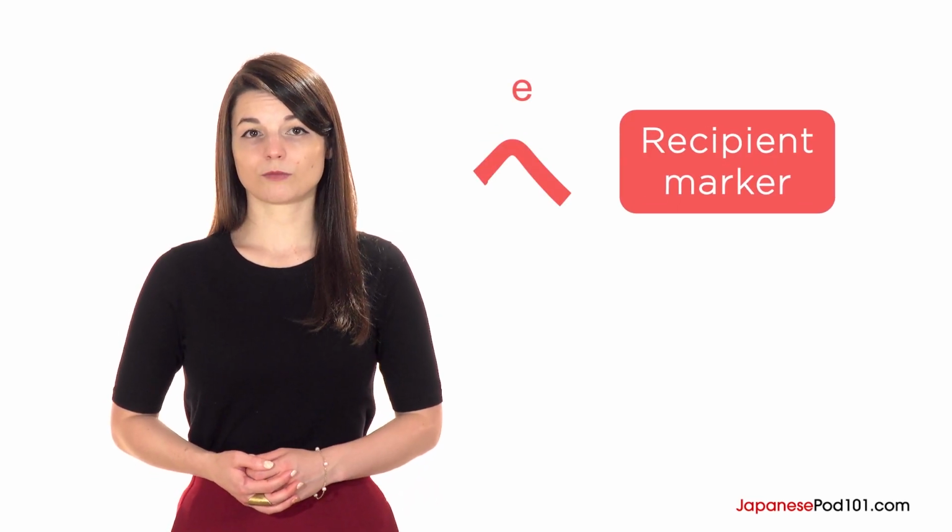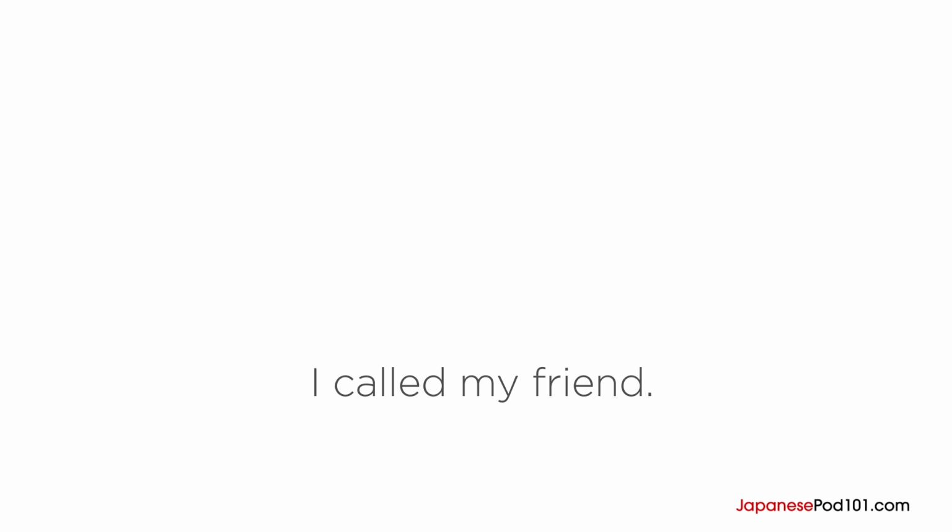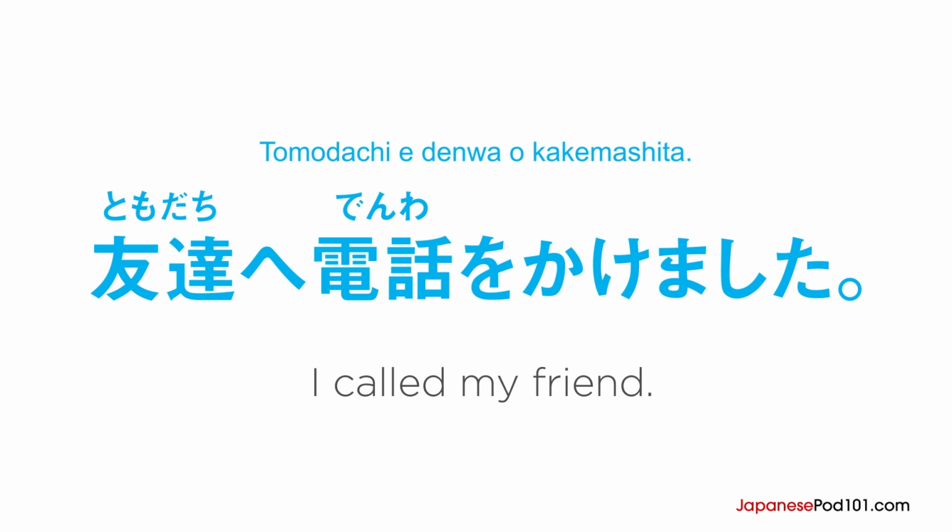This particle can also mark the recipient of an action. Let's see how it functions in a sentence. For example, how do you say, I called my friend? 友達へ電話をかけました。 First, we have the recipient of the action, marked by the particle.